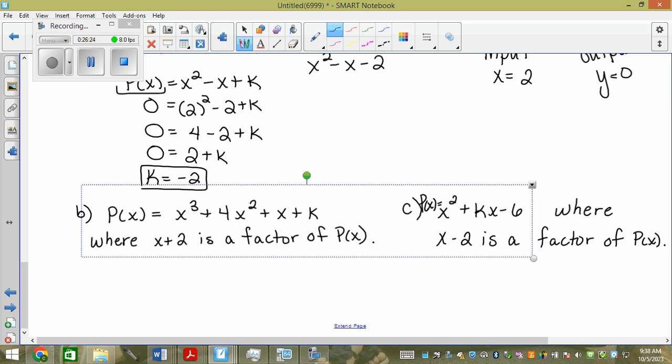Is that 2x? Or is this x squared? P of x equals x squared. I just inserted the P of x after the factor.